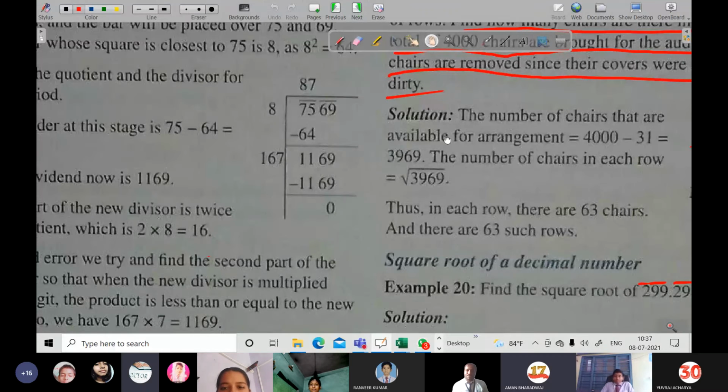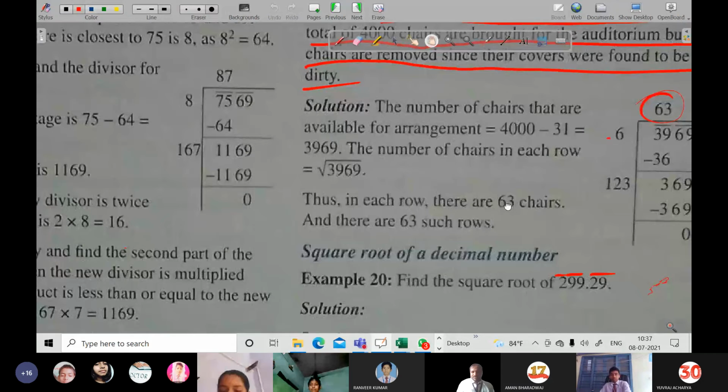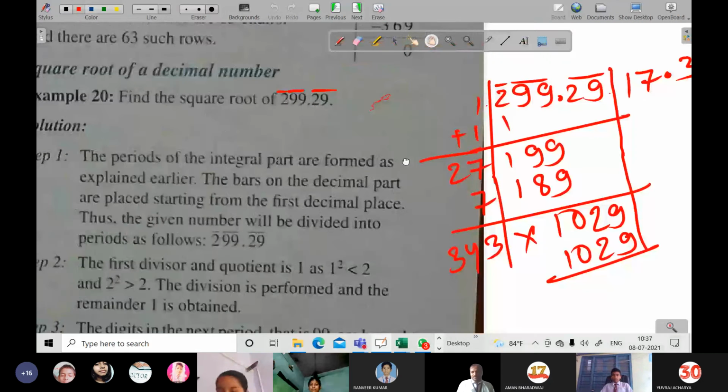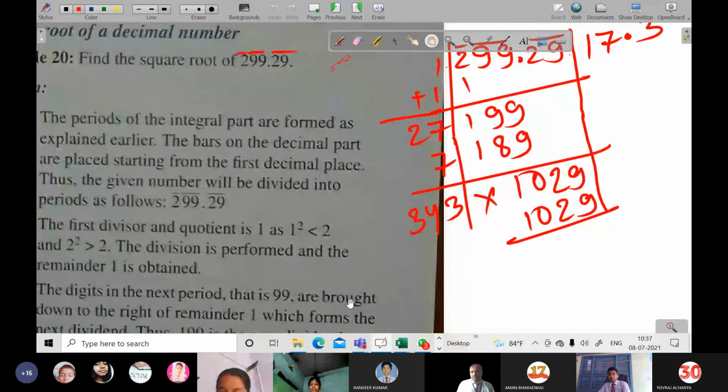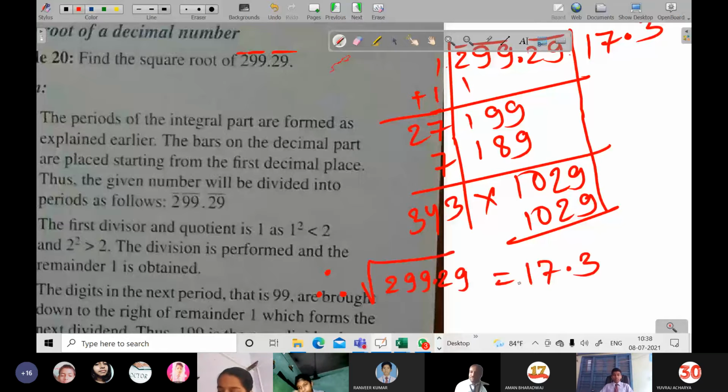You can write: therefore, root under 299.29 is equal to 17.3. So of course, with decimals also we can find perfect squares and non-perfect squares. Is this clear to everyone? Yes, sir. Clear.